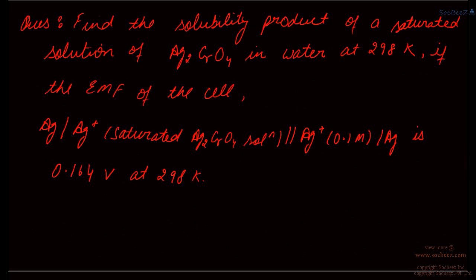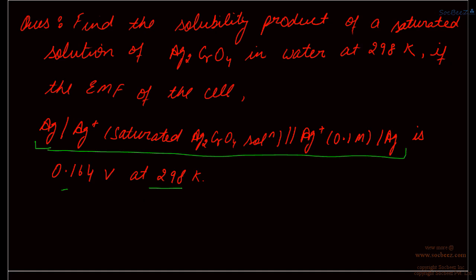let's discuss another question. The question says: find the solubility product of a saturated solution of Ag2CrO4 in water at 298 Kelvin, if the EMF of the cell Ag | Ag+ saturated in Ag2CrO4 solution || Ag+ having concentration 0.1 molar | Ag is 0.164 volt at 298 Kelvin. So the cell is given to us like this. Cell construction is like this. So let's see how to approach this problem.